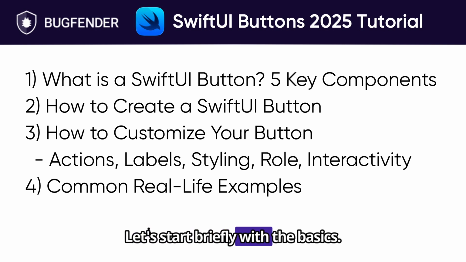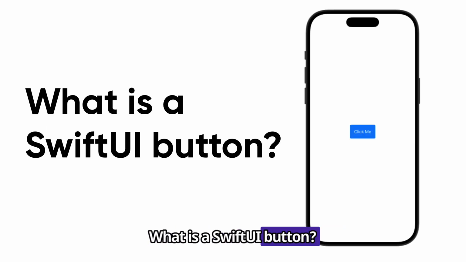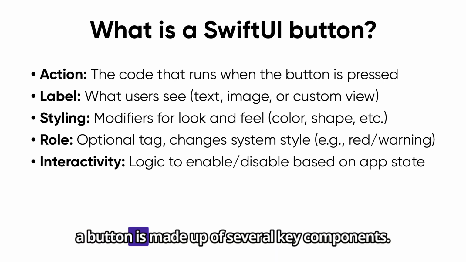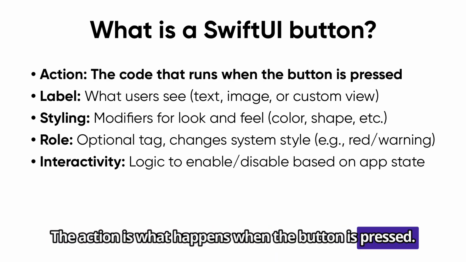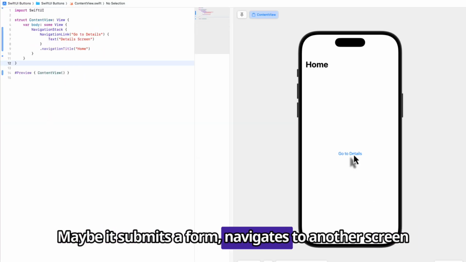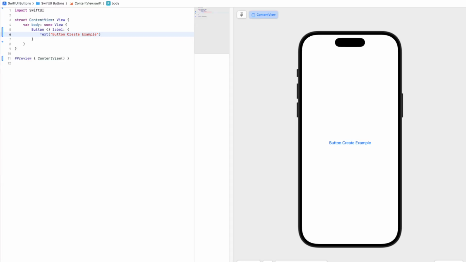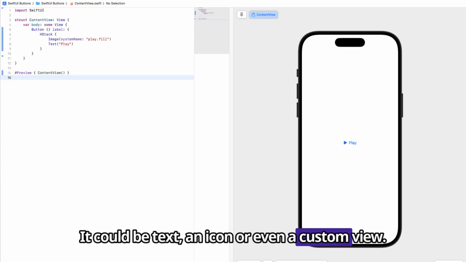Let's start briefly with the basics. What is a SwiftUI button? Everyone should know what a button is, but you might not know that in SwiftUI a button is made up of several key components. The action is what happens when the button is pressed. Maybe it submits a form, navigates to another screen, or runs some code. The label is what the user sees and taps. It could be text, an icon, or even a custom view.